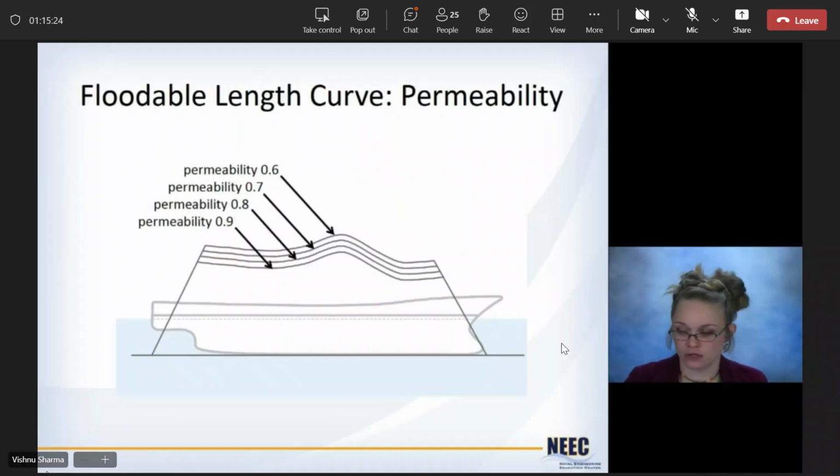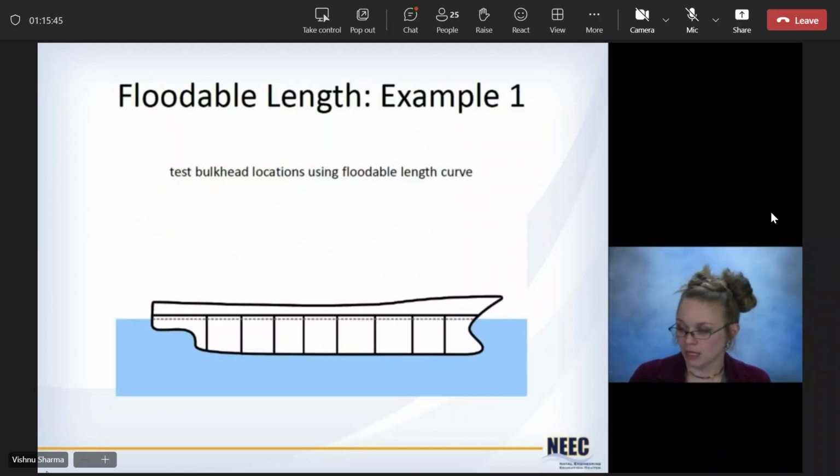You can take that floodable length and you can do it for different permeabilities for those spaces. And you can either do it, as I've shown here, where it's one permeability going down the whole length of the ship. You can even do it piecemeal, right? Like if you know these different spaces have permeability of 0.9 or 0.8 or 0.7, you can do it in little bits and pieces. I've seen it both ways.